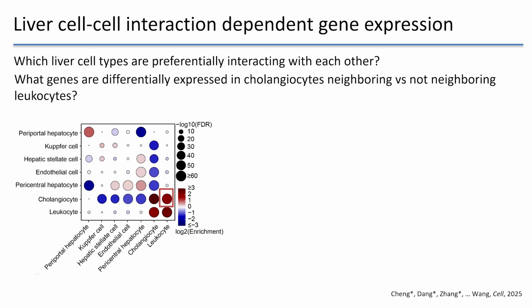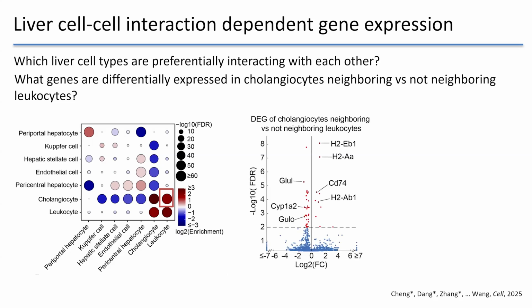Indeed, when we further analyzed the differentially expressed genes in cholangiocyte neighboring leukocyte versus those cholangiocytes not neighboring leukocytes, we found several upregulated genes in the cholangiocyte neighboring leukocytes are components or chaperones of the MHC class II complex, which is used for professional antigen presentation.